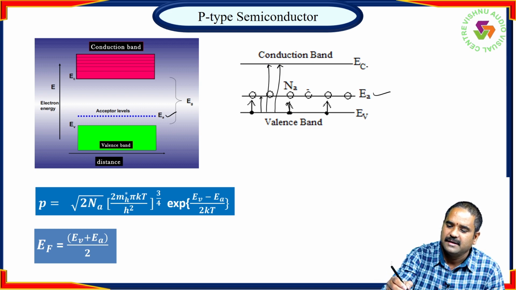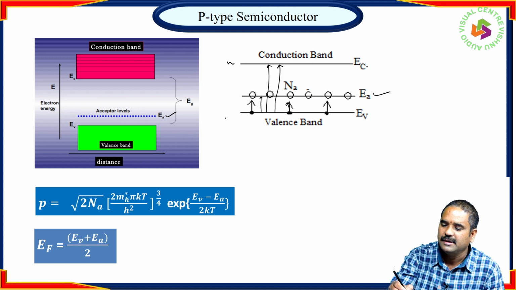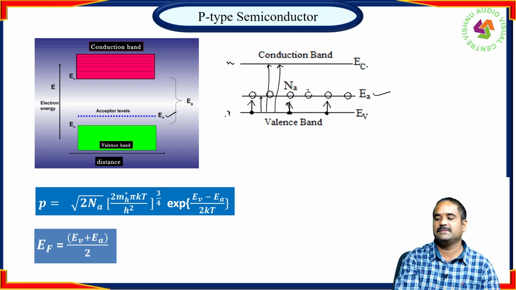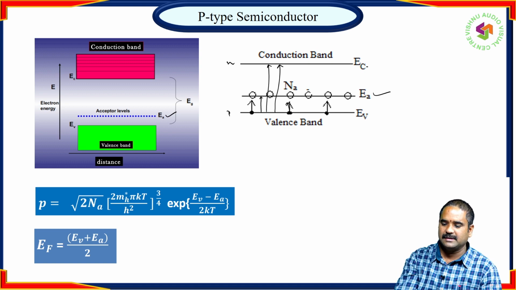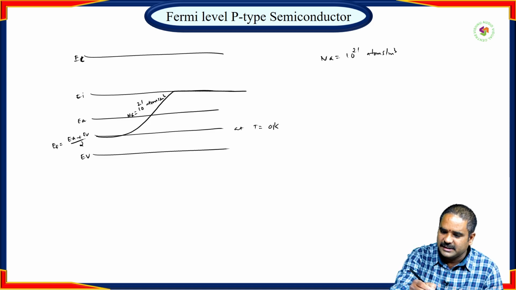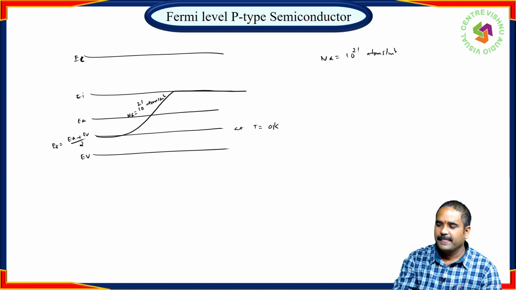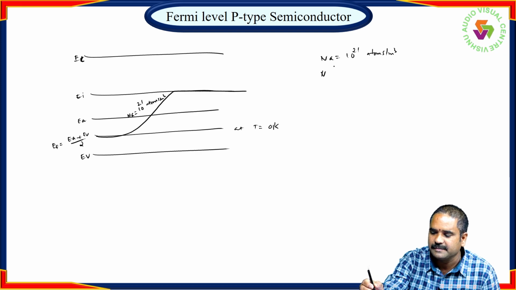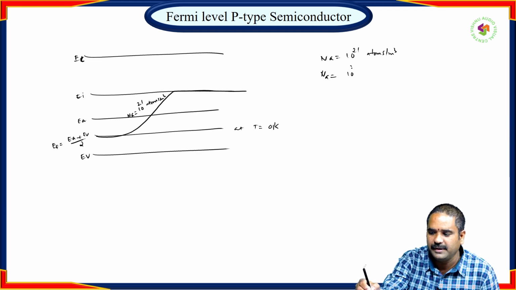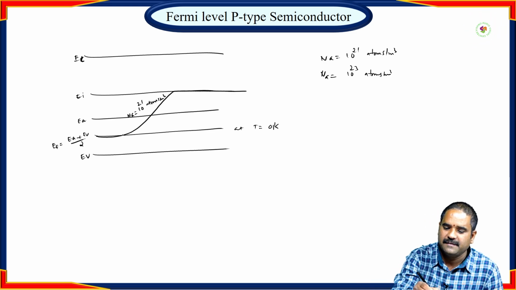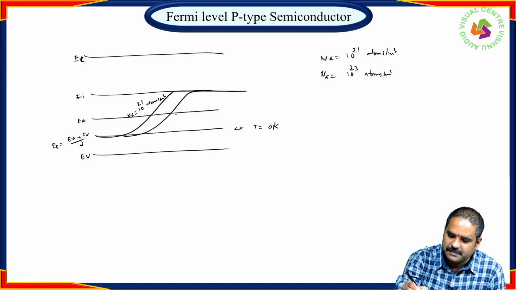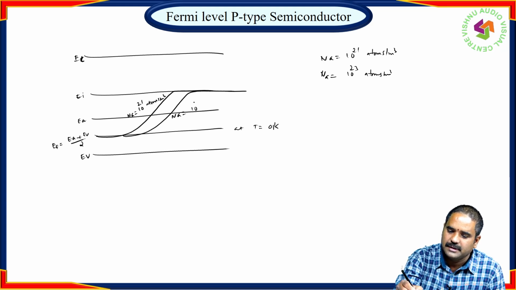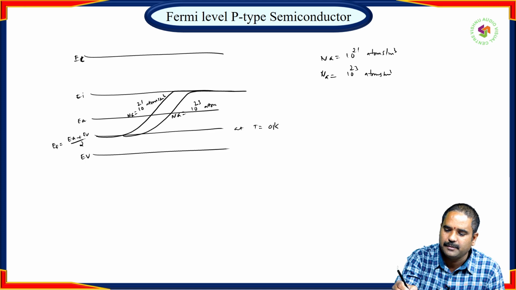So at higher temperatures, the density of electrons in conduction band is equals to density of holes in the valence band, which means at higher temperatures, p-type semiconductors behave like intrinsic semiconductor. So the Fermi level shifts towards the Fermi level in intrinsic semiconductor. If the acceptor concentration Na is equals to 10 to the power of 23 atoms per meter cube, then this is the variation of Fermi level with respect to temperature.